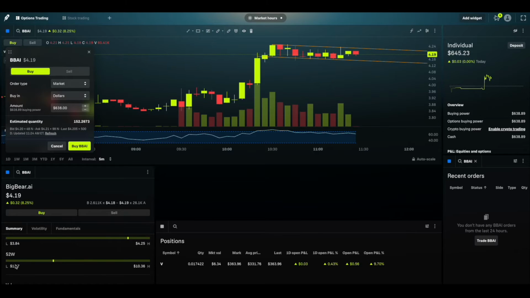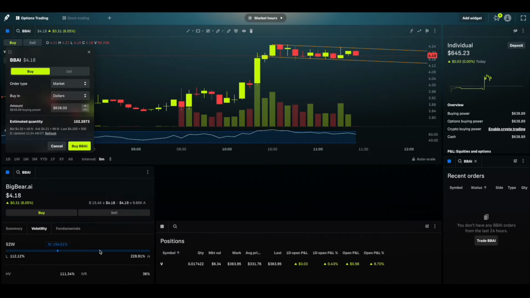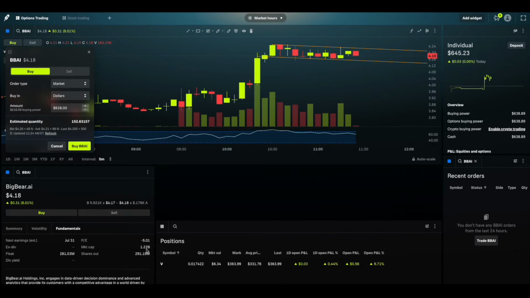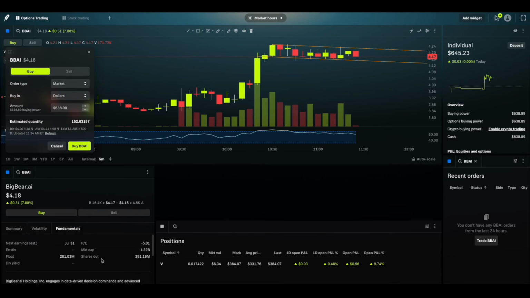And the 52-week low here is $1.17 versus $10. So very volatile stock, clearly. And fundamentals, it just shows market cap 1.2 billion, P/E -5. This is definitely like a penny stock.